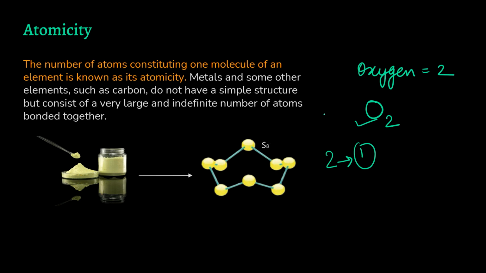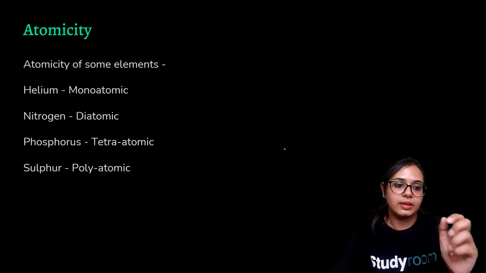Metals and some other elements such as carbon do not have a simple structure, but consist of a very large and indefinite number of atoms bonded together. For example, in oxygen, two atoms come together to form one molecule. There may be elements such as sulfur where 8 atoms come together to form one molecule of sulfur. This is known as a polyatomic molecule. We'll learn about it in the next slide. Yes, here it is.